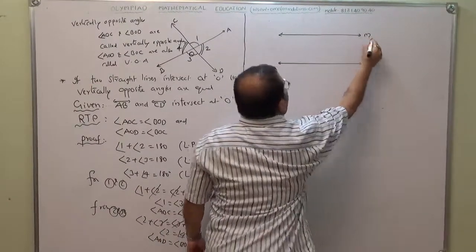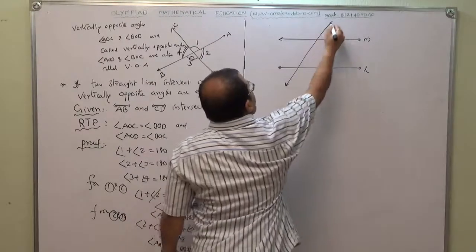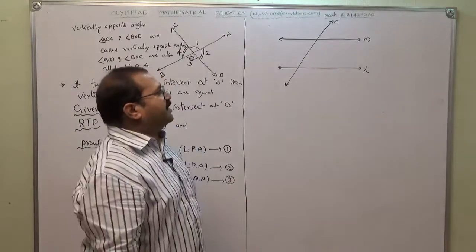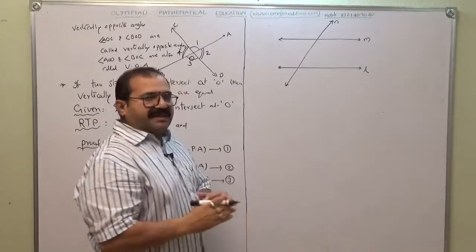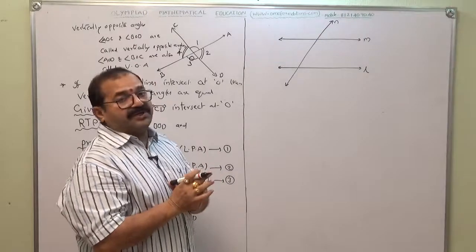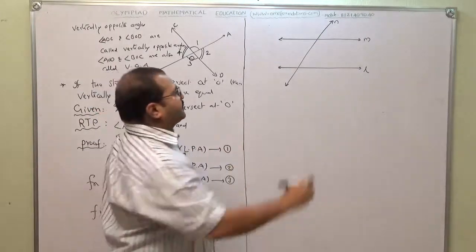Say L and M are two parallel lines and N is a transversal. What is N? N is a transversal. Now if you observe carefully, there are some axioms, there are some names you need to know first, and then we can go for the next six theorems.